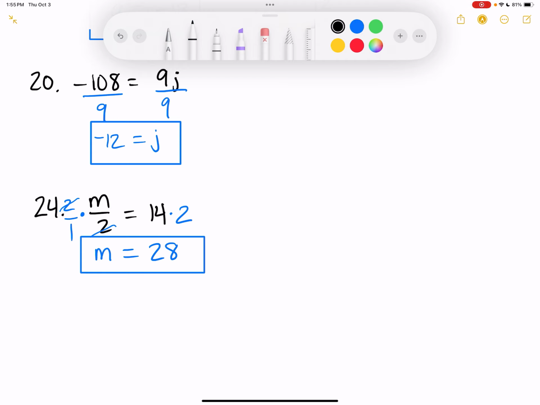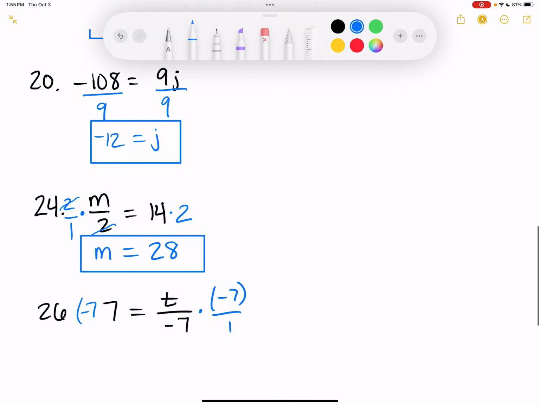26, I've got 7 equals t divided by -7. So when I have this, I'm dividing, so I need to multiply to cancel. So multiply by -7. You got to make sure we take the sign with it, or there's going to be a problem. And if you need to write over 1 for your reference, that's fine, but you don't have to write the over 1 part. So I multiply times -7. -7 times 7 is? -49 equals t.